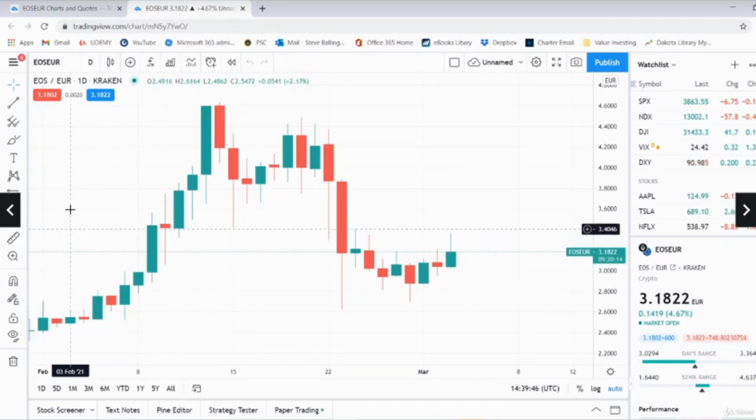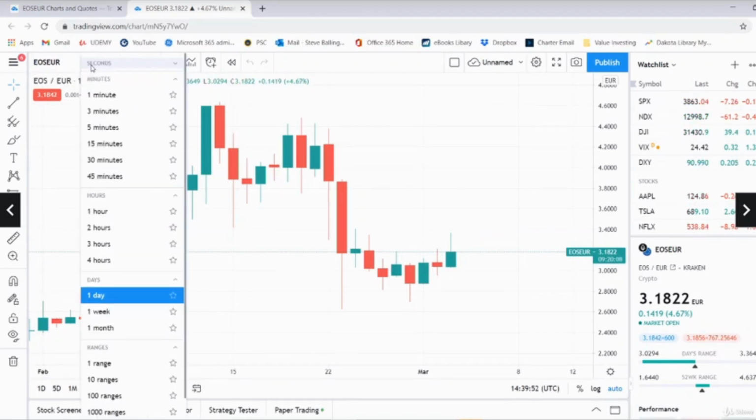So what we see here is EOS for euros, the sell price, the buy price. This is a daily chart, so it's this day here. If I click on it, I could change it to minutes or hours. So if I was a more frequent trader, like a day trader who's trying to close all their positions within a day, I wouldn't be looking at a day or a week or a month.